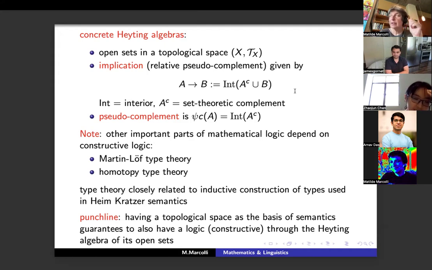So the punchline of this digression is just to say that if we make this very minimalistic assumption about what we want semantics to be, where we only assume that on the side of semantics we have some kind of topological space, it does not mean that we renounce having also a logic there, because the topological space generates its own logic, in the form of the associated Heyting algebra. Okay, so this part I think is all I wanted to say.